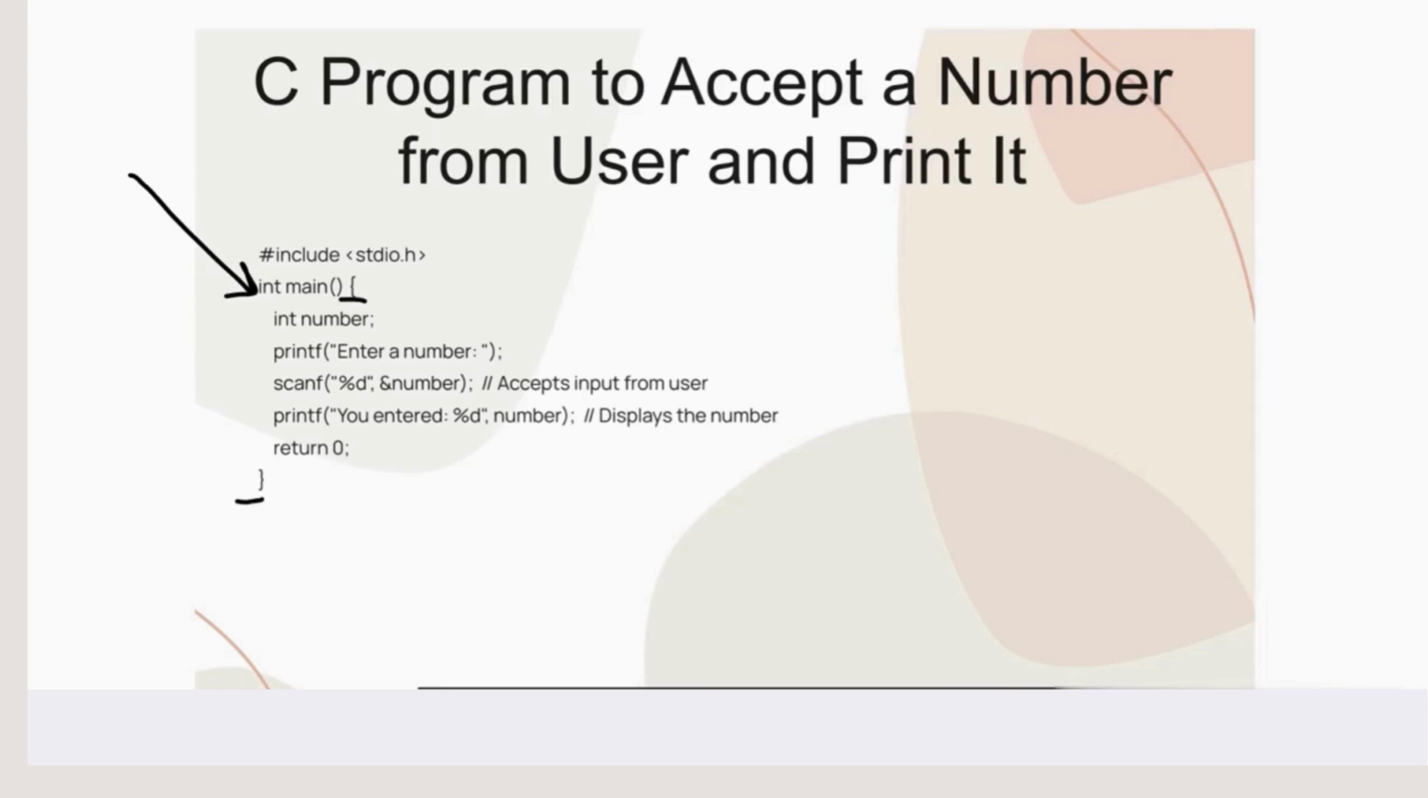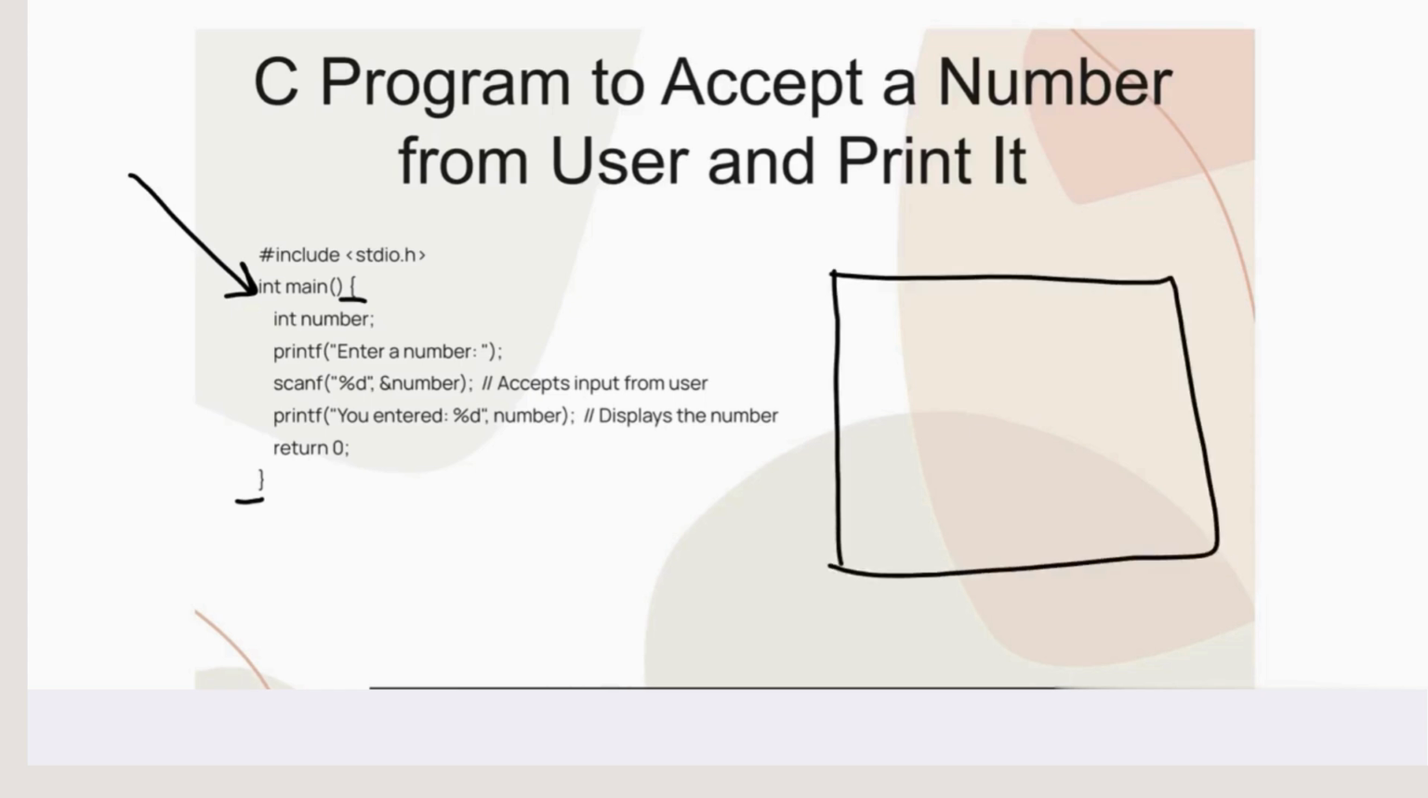I am creating a number variable, int number. So in memory, the value for number will be stored in some random location. So 2 bytes of memory is allotted here. Currently there is no value in it, or there could be a garbage value. Now we will discuss garbage value in further classes. Then I am saying printf enter the number.